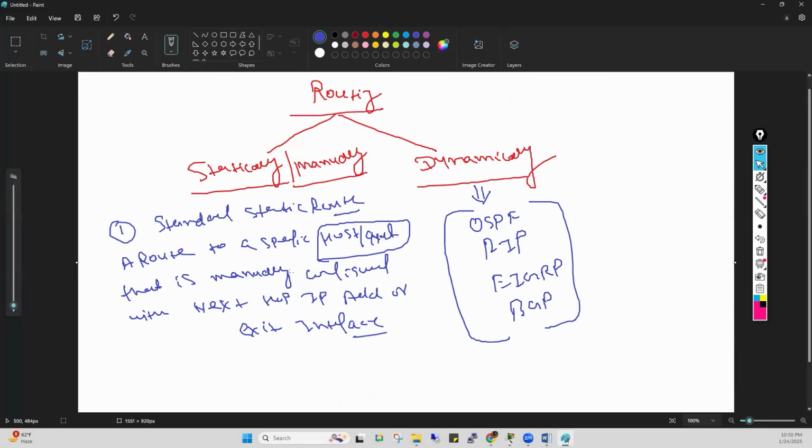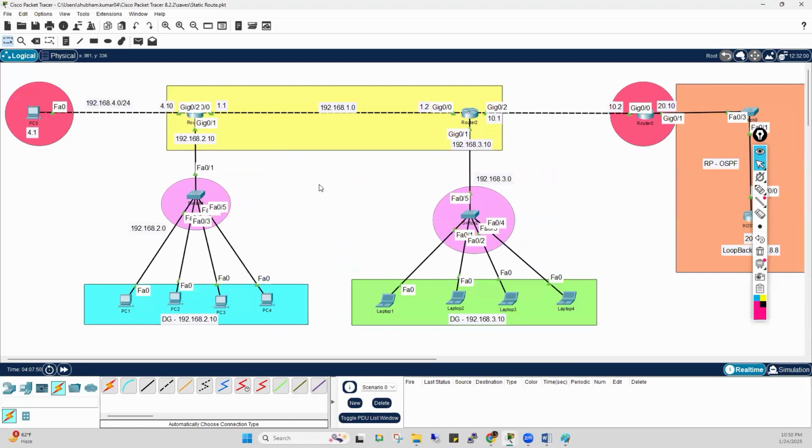So what I told you first, guys, is the standard static route. In this case, I told you there are 2 things. Either you can use the complete network. Here we configure: ip route 192.168.3.0 255.255.255.0 and next hop 192.168.1.2. So please see very carefully, guys. This is the same command we configure here.